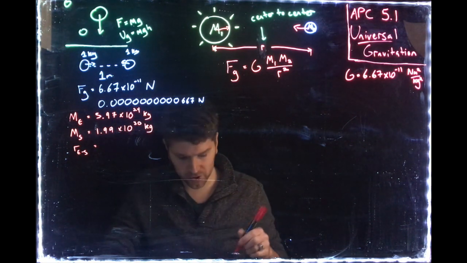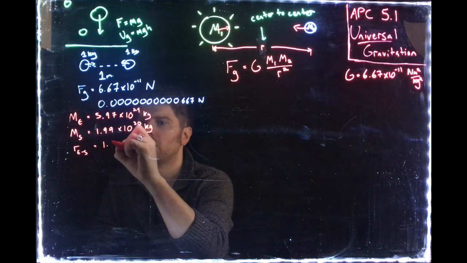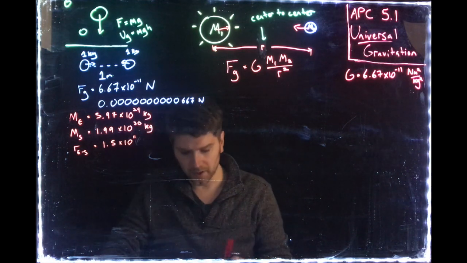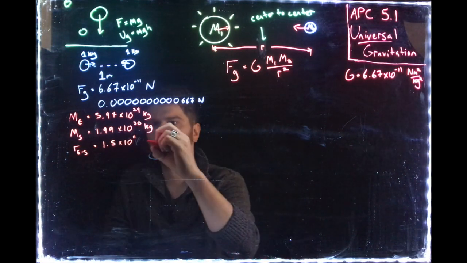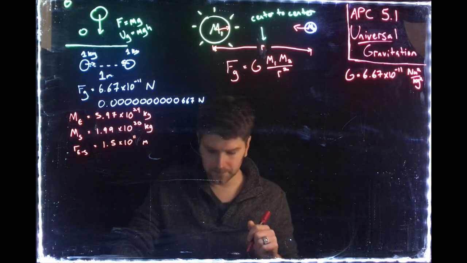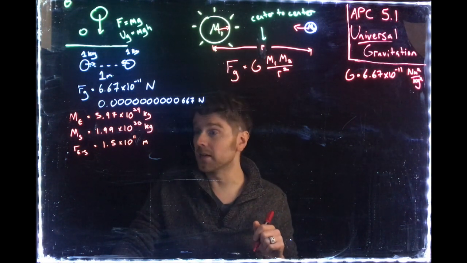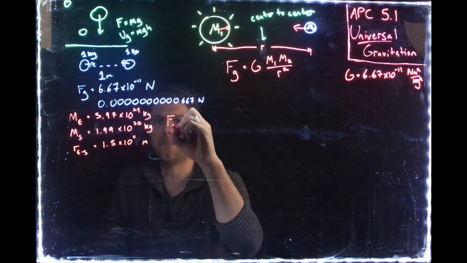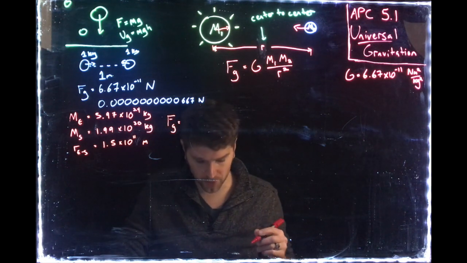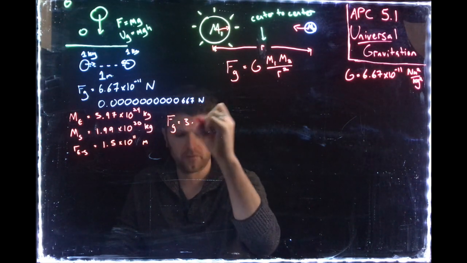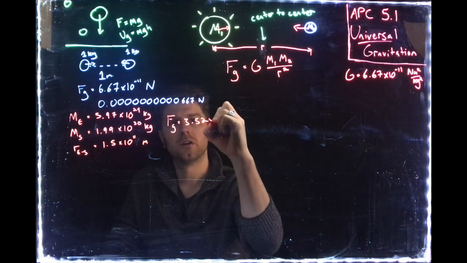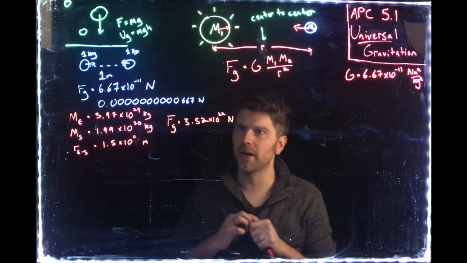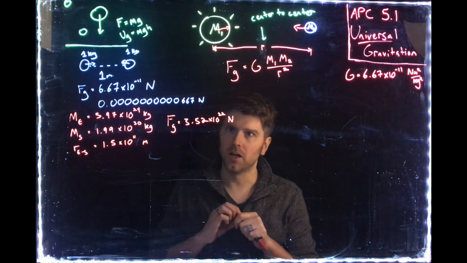It does vary, but on average, it's about 150 billion meters. In any case, if you go ahead and calculate the force there, despite being 150 billion meters apart, the Earth and the Sun pull on each other with a force of 3.52 times 10 to the 22nd newtons. So a 3.52 followed by 20 zeros.